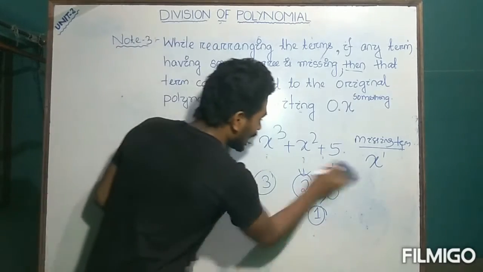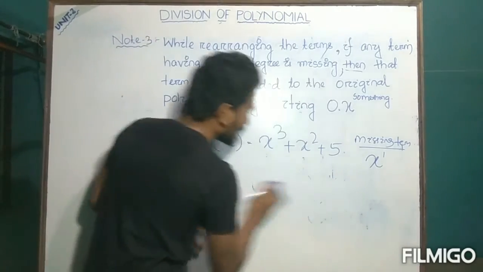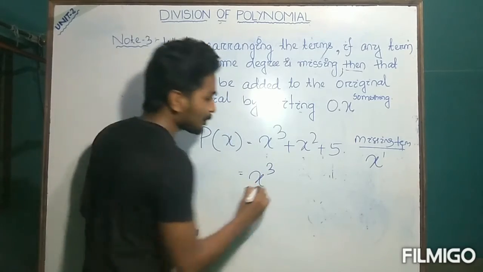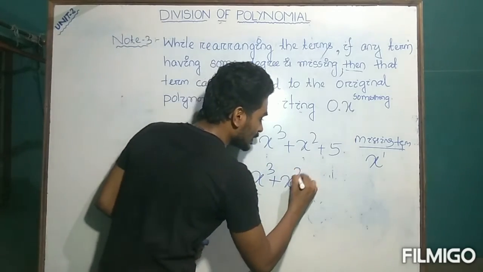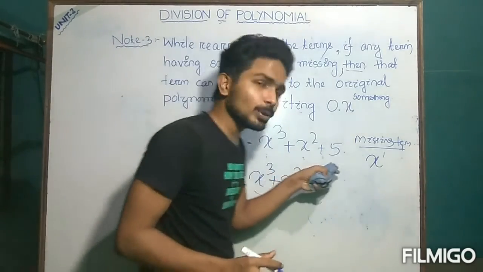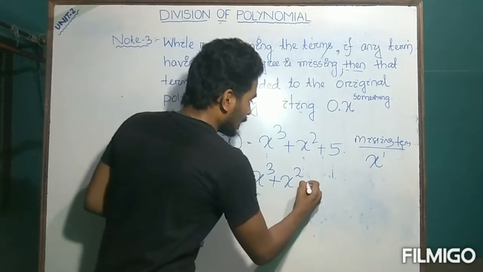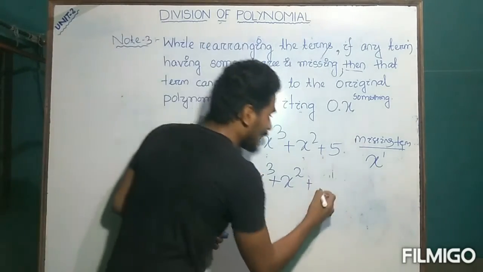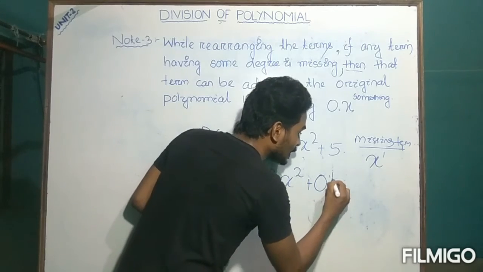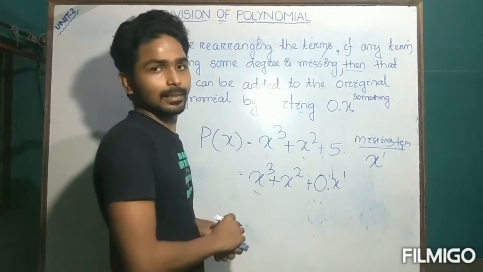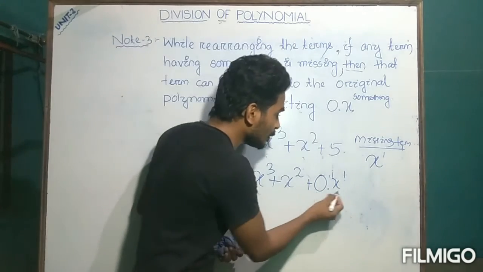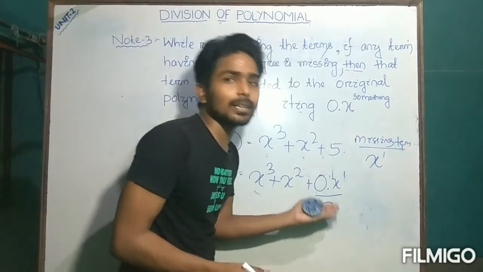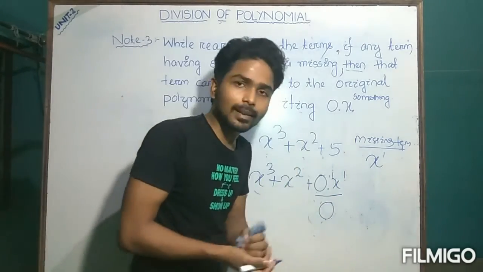How? See how I am doing it. You have to simply write x to the power 3, okay, plus then the next power is 2, okay. So after 2 we will have degree 1. So this term will be added here, but how should it be added? By just writing 0 into x to the power 1, okay. Why? Because 0 into x to the power 1 is 0, so it doesn't change any value, so we can also write it as 0 into x to the power 1.